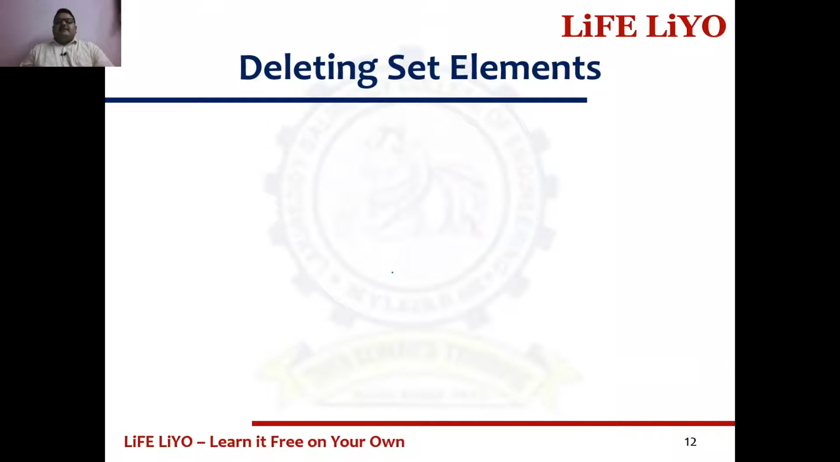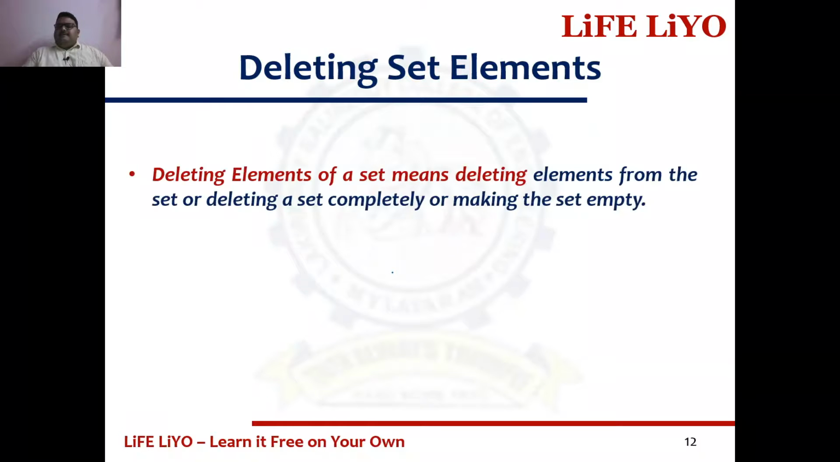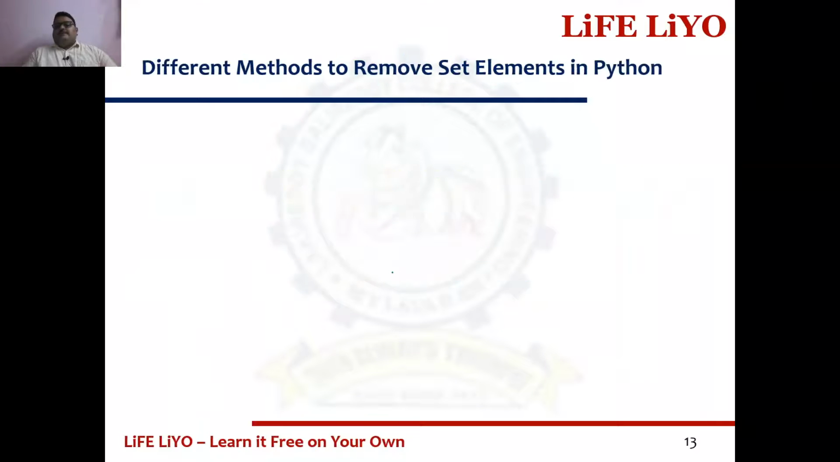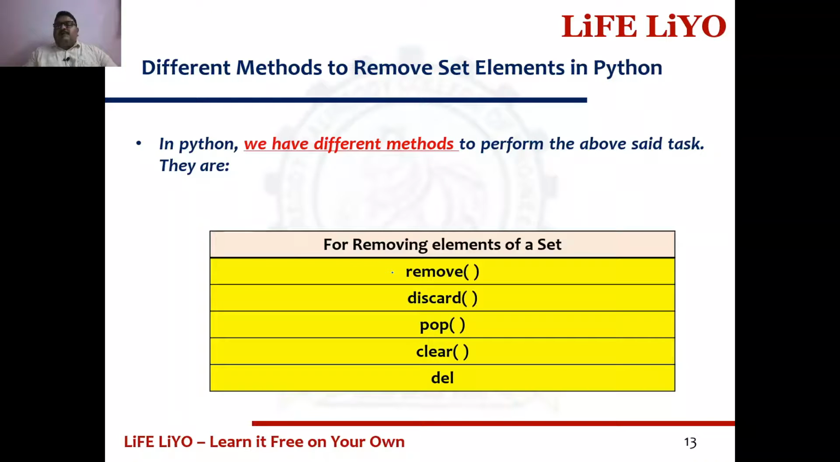Now deleting the set elements. Just now I said that a set doesn't follow any order. That means, is there any possibility of deleting element by element? Maybe, try. Deleting elements of a set means deleting elements from the set, or we can delete a set completely. We can remove single or entire elements of the set. So different methods are there. What are they? Remove method, discard method, pop method, clear method, del method.